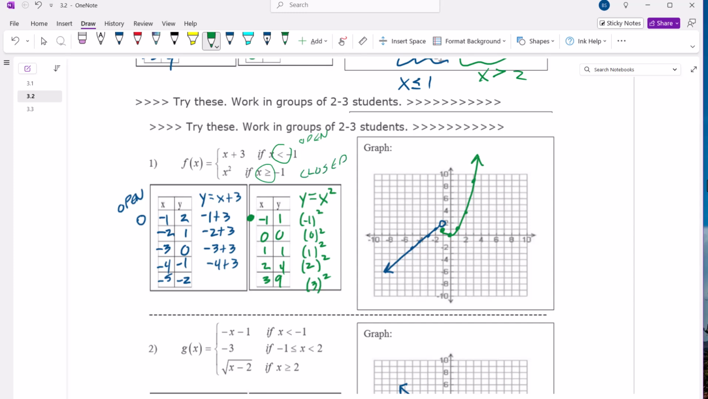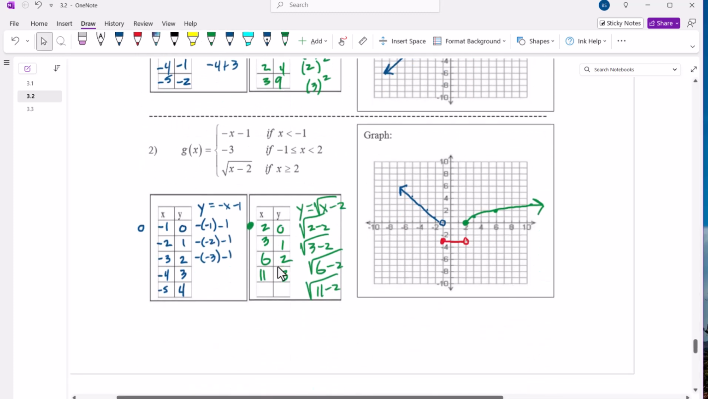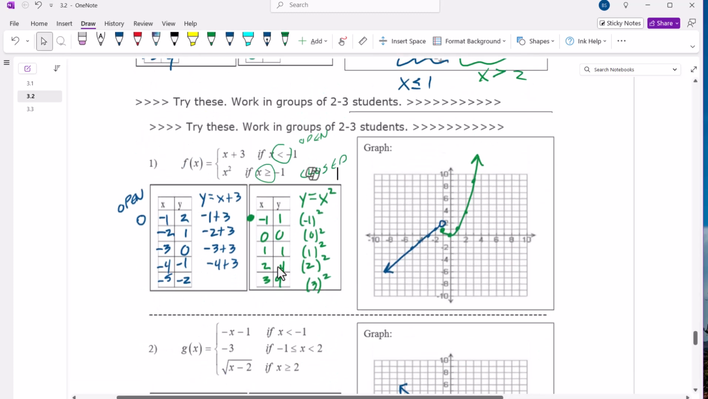So then you're just using numbers. On this first table of values, use numbers -1 and smaller. Second one, use -1 and bigger. Calculate, plot points. When you get right down to it, it's doing arithmetic and plotting points. Really, okay? That's what it is. You don't make it any more complicated than what it is.